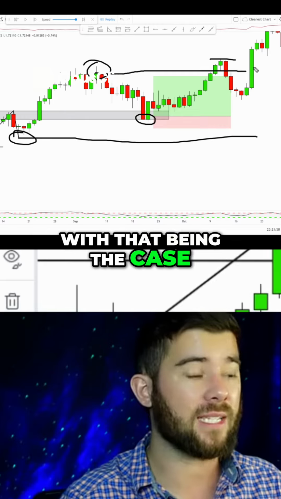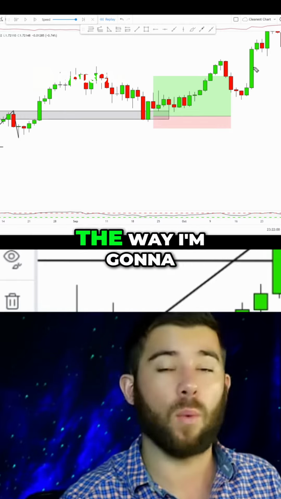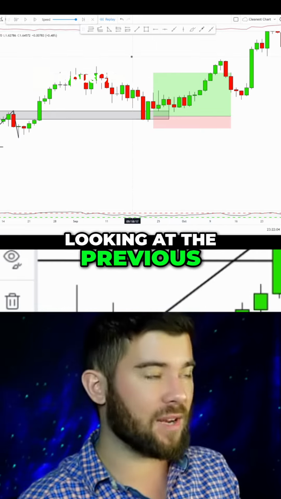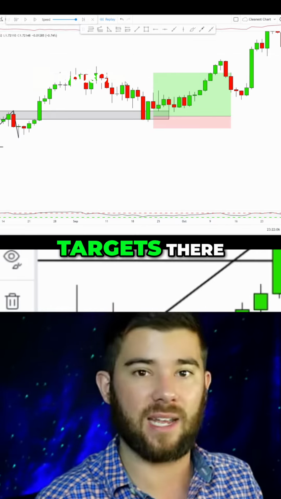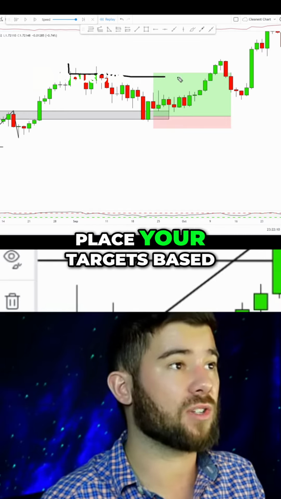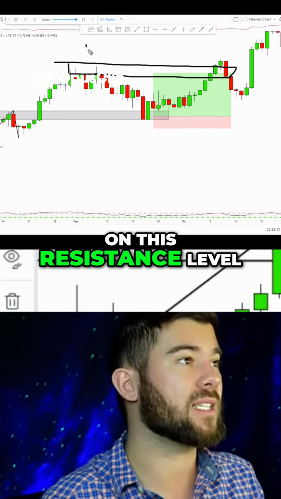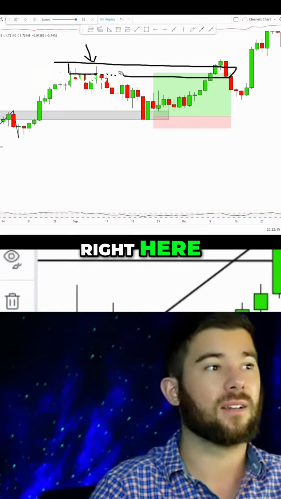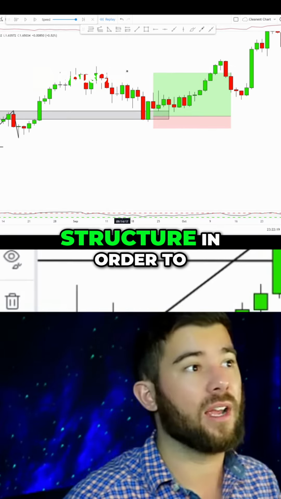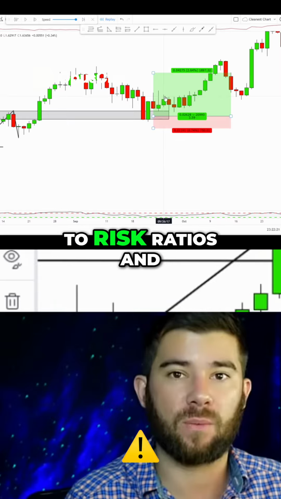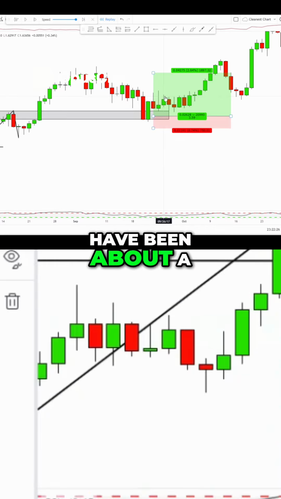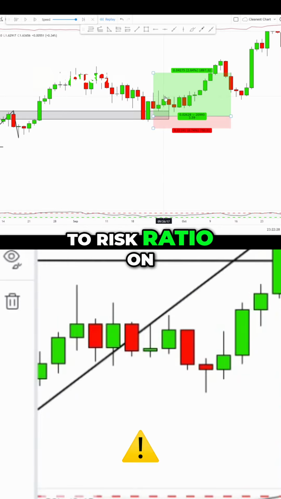With that being the case, what if you said, well, the way I'm going to take targets on this trade is by looking at the previous high and taking my targets there, because the likely scenario is that this market continues higher. So then you would place your targets based on this resistance level right here. And that is how you use trend and structure in order to give yourself good reward to risk ratios and accurate trading opportunities. In this case, it would have been about a 3.6 reward to risk ratio on this trade.